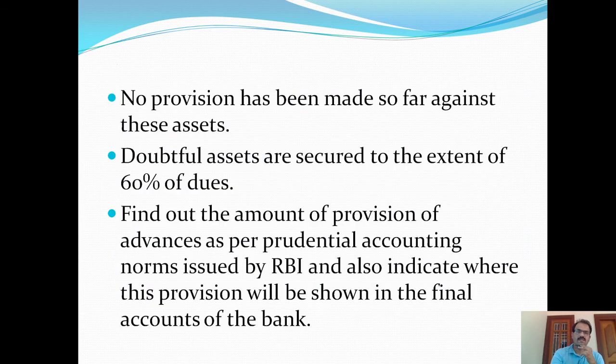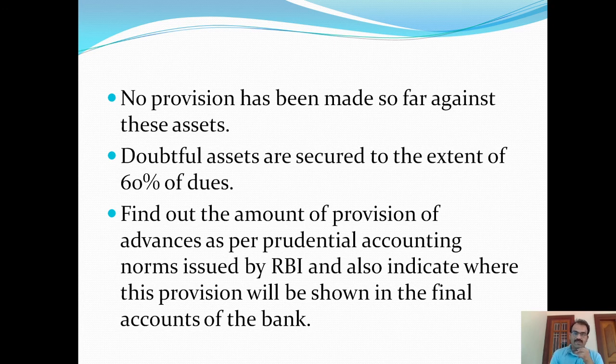Okay, no provision has been made so far against these assets. So far, no provision has been made for all these types of assets. So we have to make provisions. Doubtful assets are secured to the extent of 60% of dues. So out of the total doubtful assets, 60% are secured and the balance 40% are unsecured.